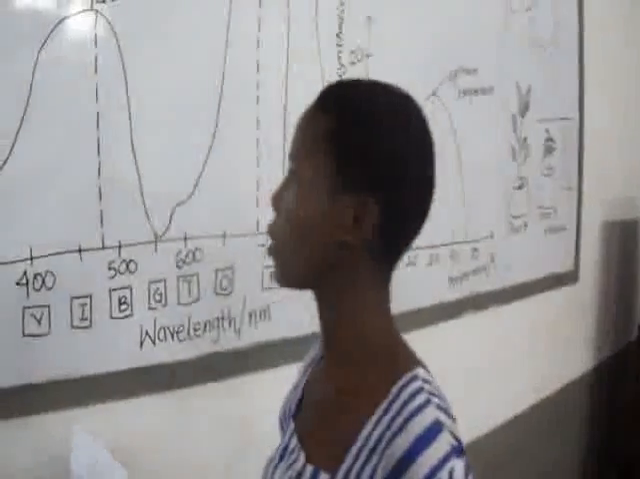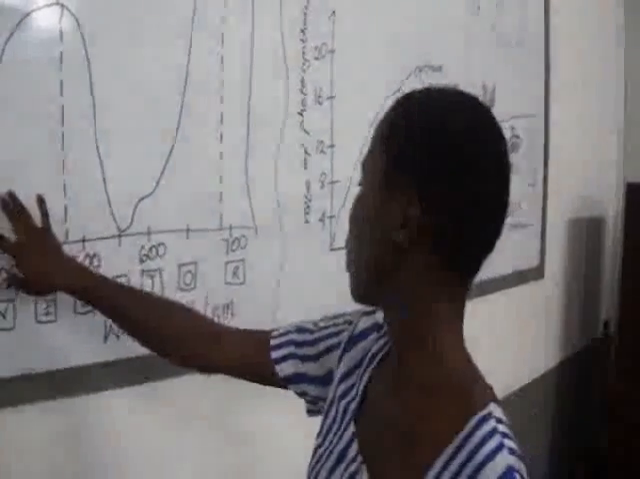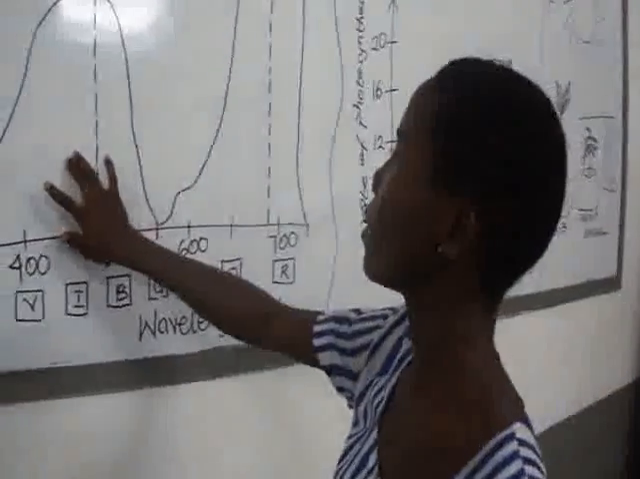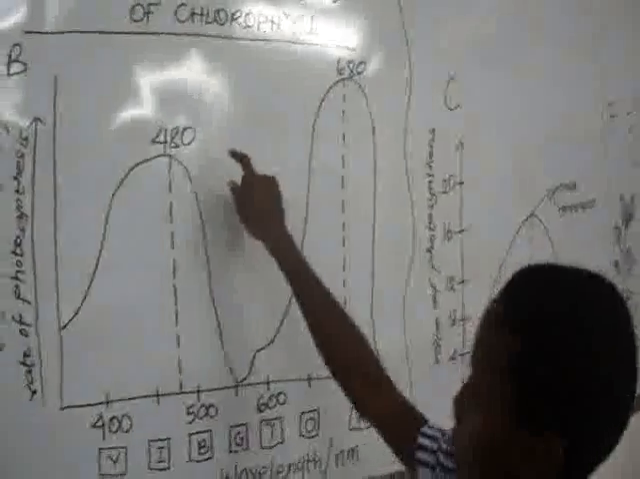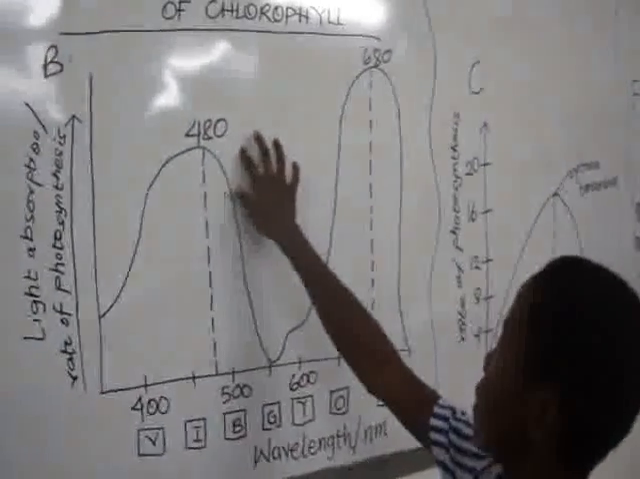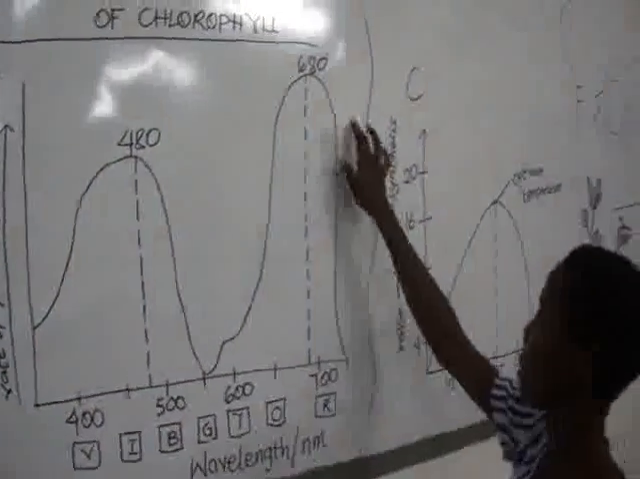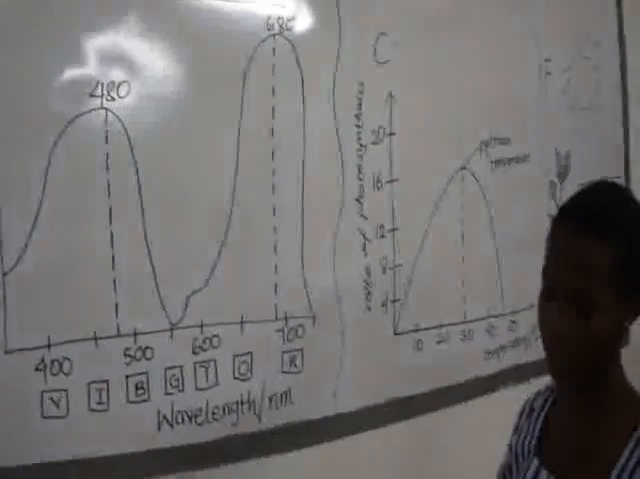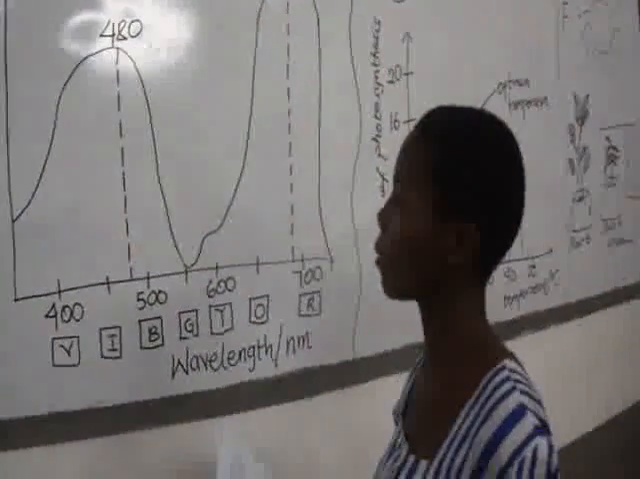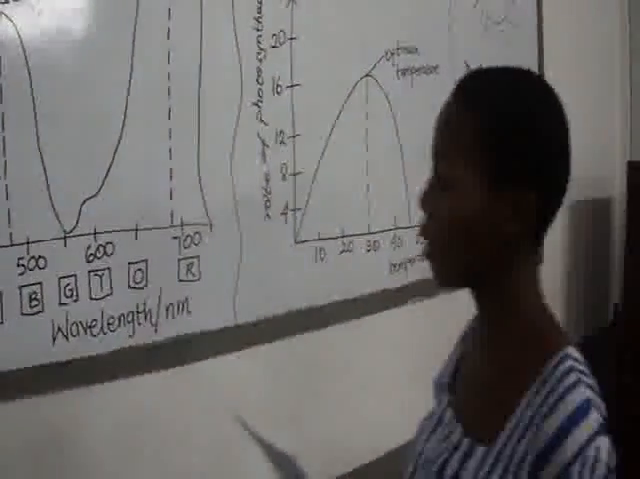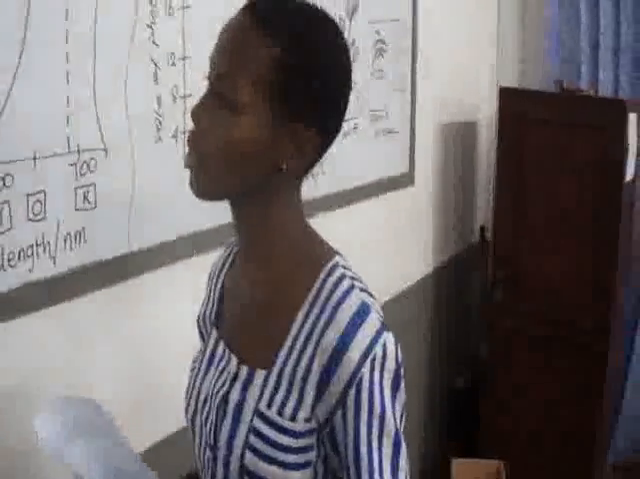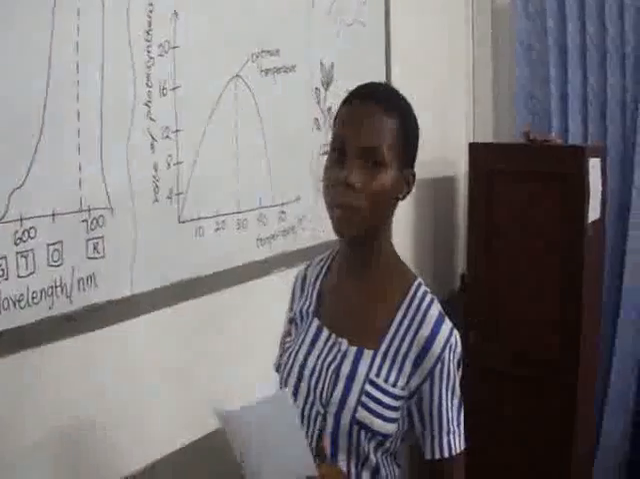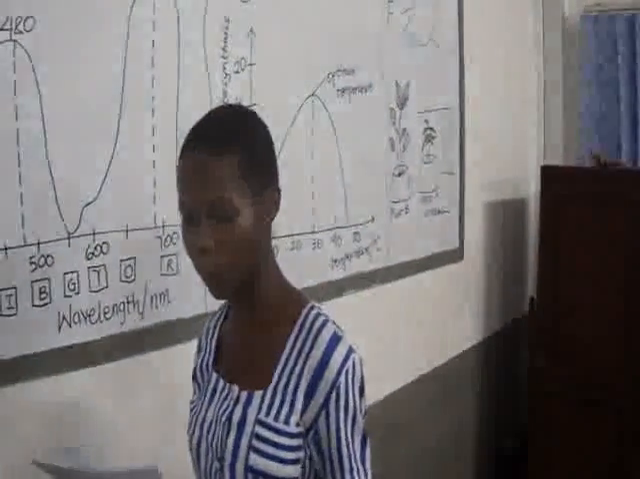The greatest absorption occurs in the blue and red parts of the spectrum. So from here we can see that an increase in the blue part, that is 480 nanometers, and the red part, that is 680 nanometers, will increase the rate of photosynthesis. Therefore, when the red and blue wavelengths are high, absorption is high and photosynthesis is high. In the same way, when the blue and red wavelengths are low, the absorption is low and photosynthesis is low.